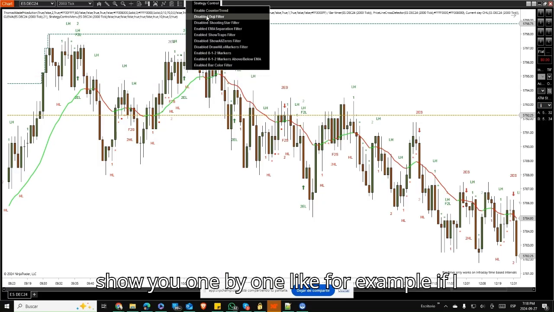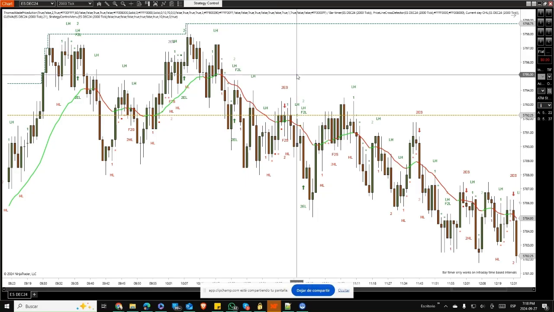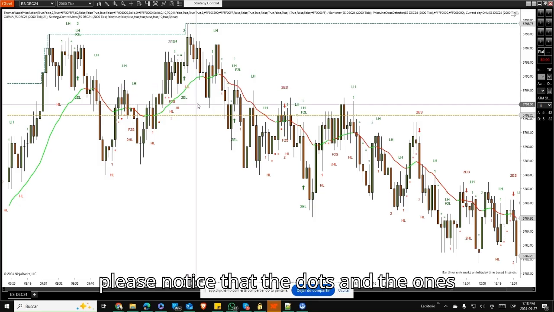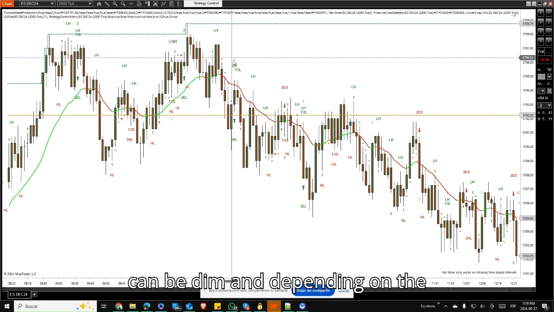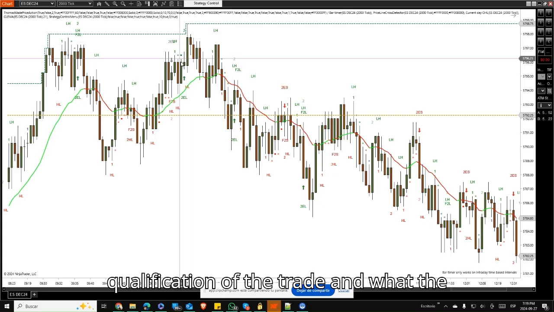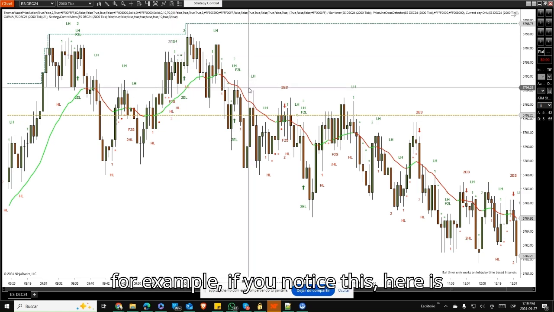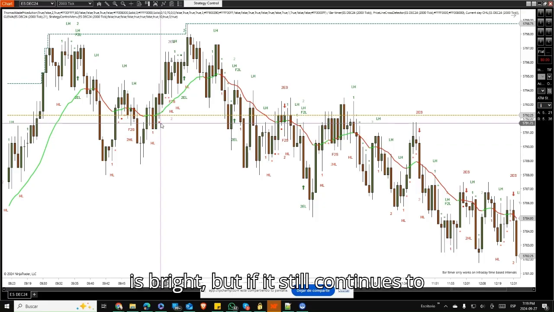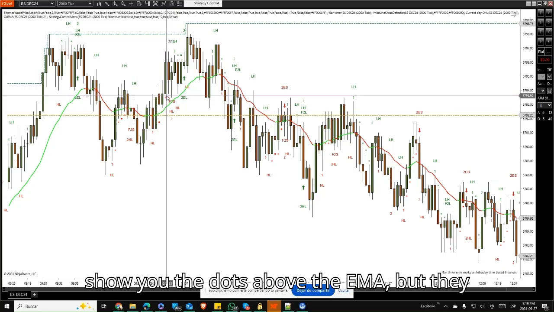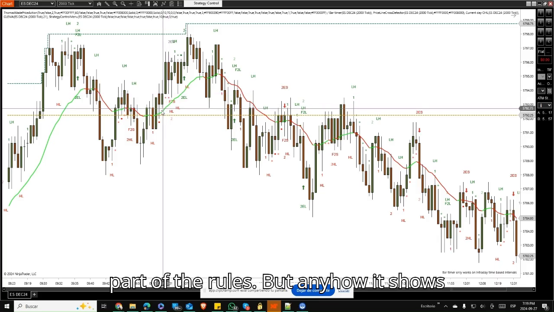Like, for example, if I enable the count. Let me tell you something. Please notice that the dots and the ones and the twos can be bright or they can be dim. Depending on the qualification of the trade and what the setup is, it'll be bright or dim. So, for example, here is a possible short, and the dot is bright. But it still continues to show you the dots above the EMA, but they become dim because those are not part of the rules. But anyhow, it shows you.